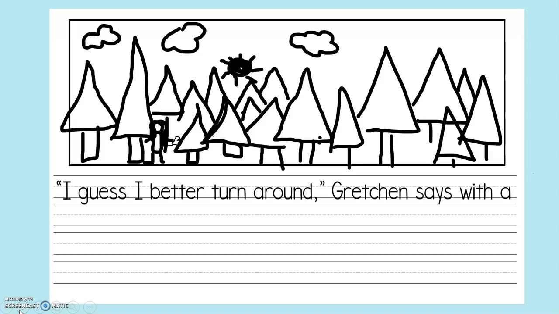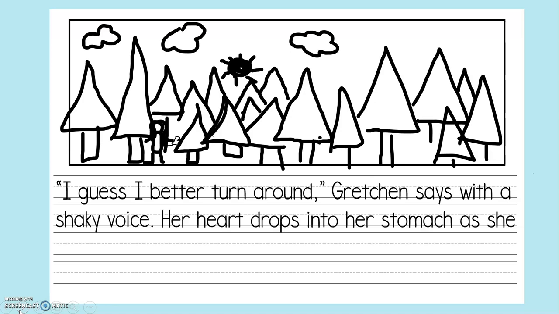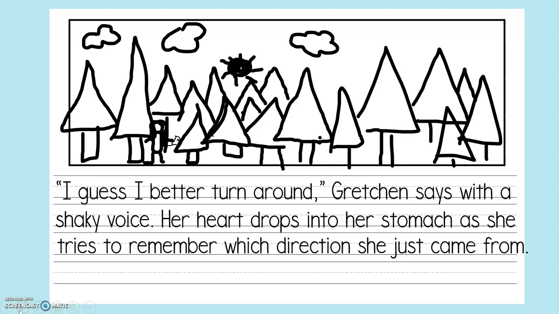I guess I better turn around, Gretchen says with a shaky voice. Her heart drops into her stomach as she tries to remember which direction she just came from. Her heart drops into her stomach. That lets us know that she's afraid. A tear drops down her cheek. Again, this shows me she's afraid or she's scared.